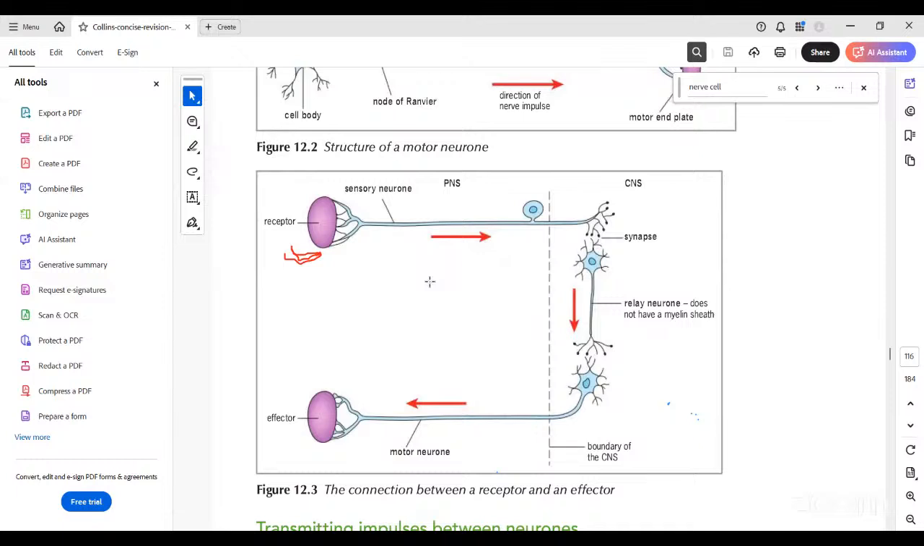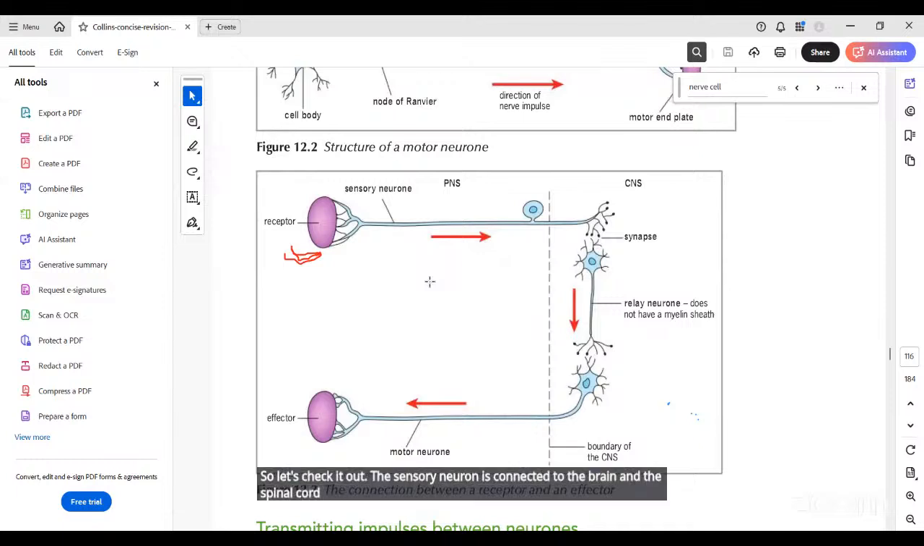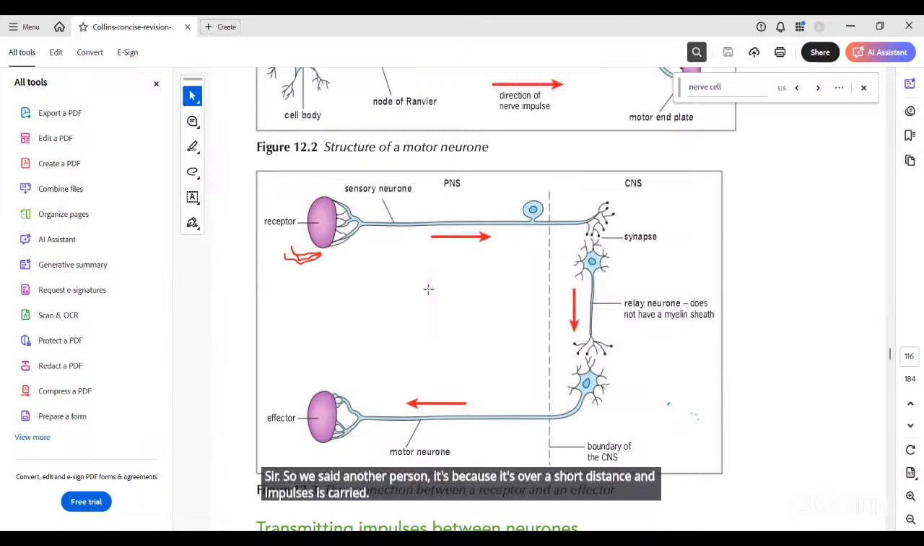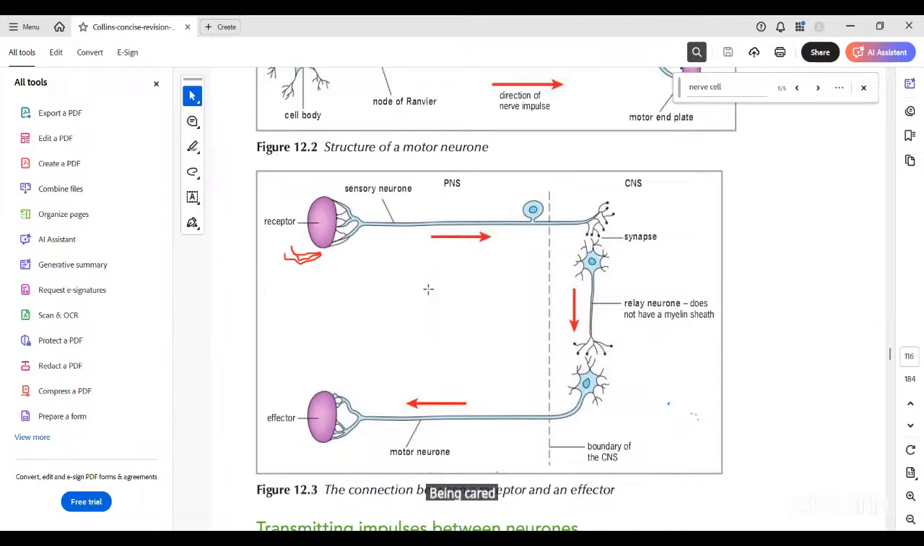So let's check it out. The sensory neuron is connected to the brain and the spinal cord. We know that if we get any damage to our brain or our spinal cord, we are paralyzed. Did you know that, right? Yes, sir. So, another person says it's because it's over a short distance and the impulse is being carried, so there's no need for a myelin sheath. That's also a valid response as well.